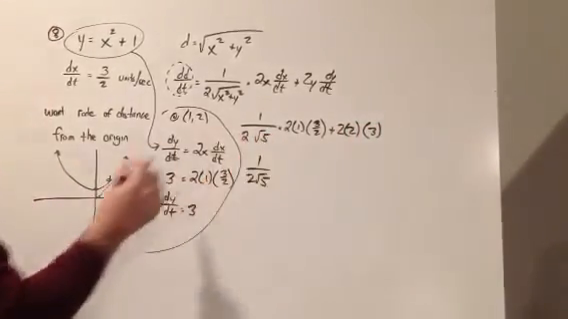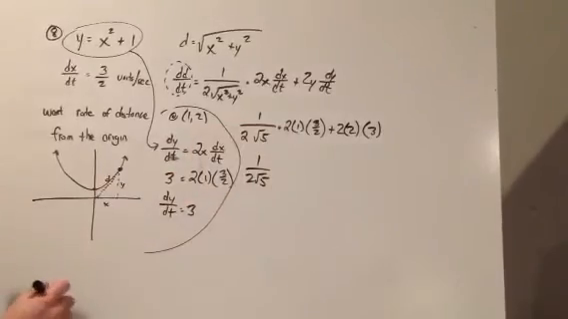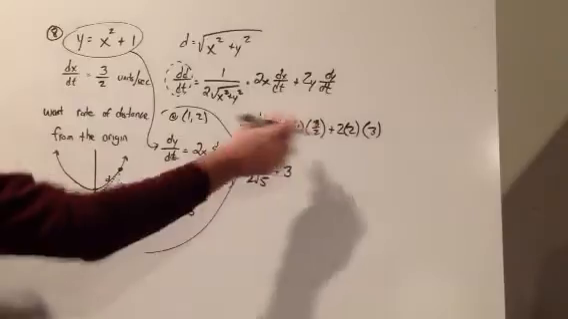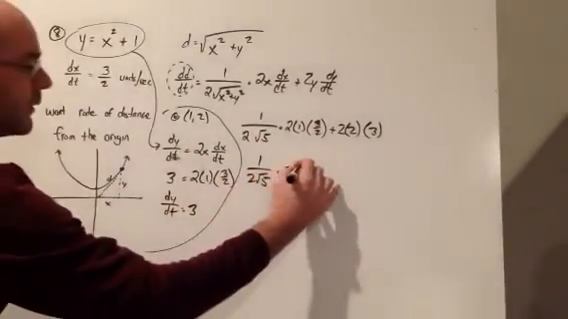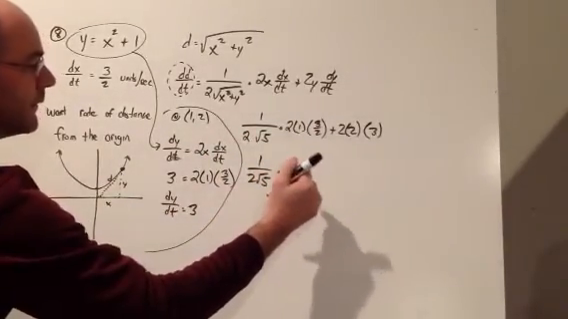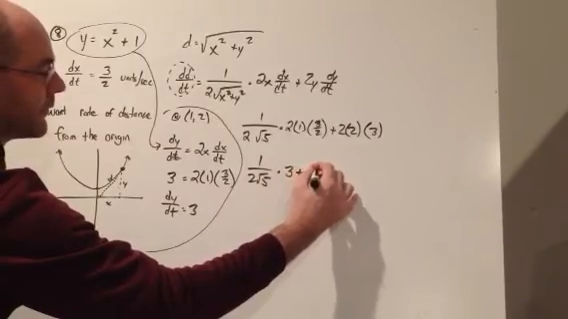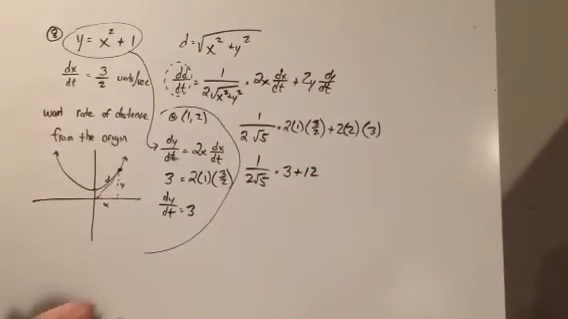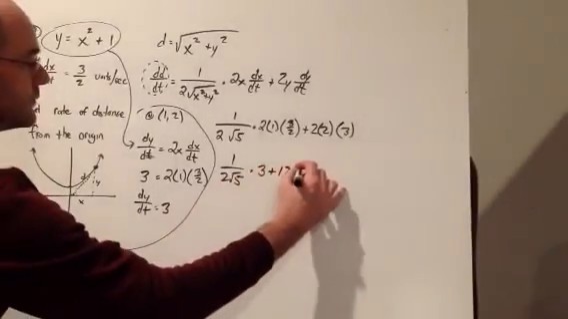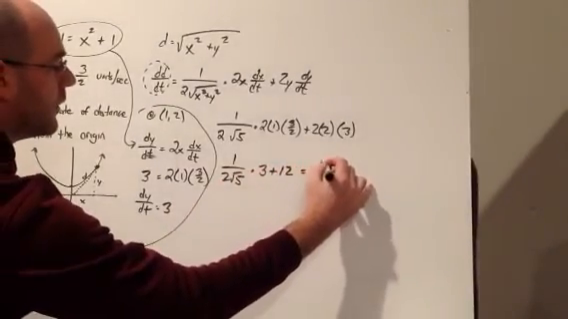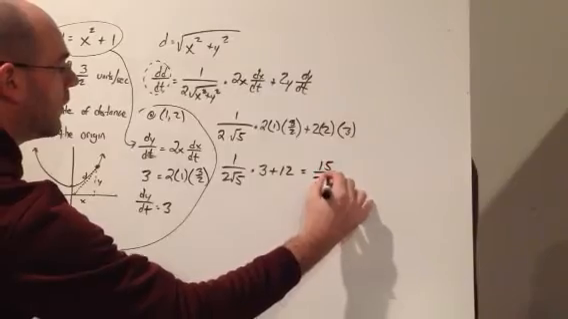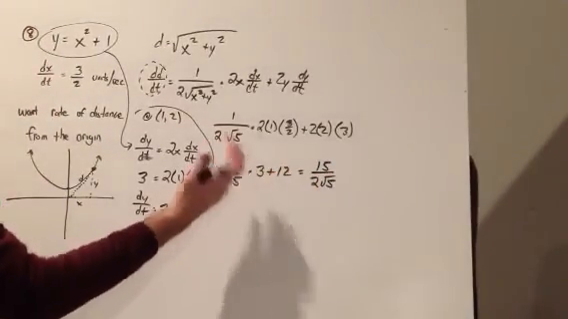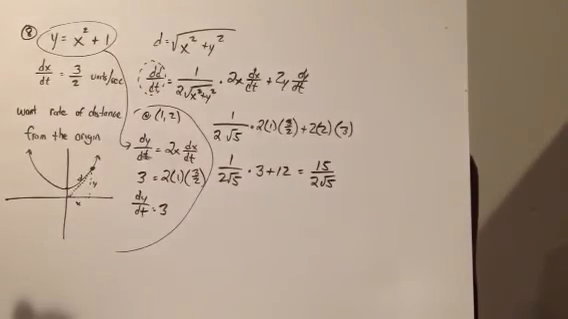So again, 2 times 1 is 2 times another half times a 3. 2 times 2 is 4, and 4 times 3 is 12. So that's really going to be a 15. So I've got 3 plus 12, which is 15, times the 1 over 2 square root of 5. That's 15 over 2 square root of 5.